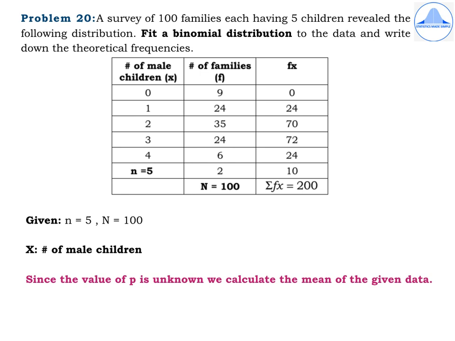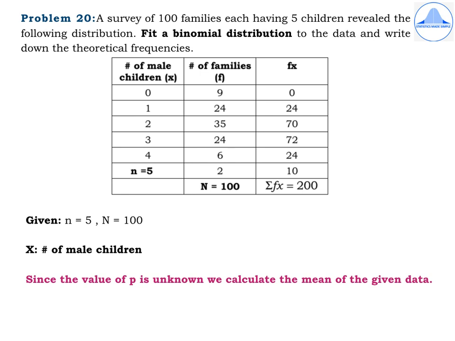The next step is to define capital X. And what is capital X? See the heading of the first column in the table, number of male children. So define capital X as number of male children. And now since we don't know the value of P in the question, what should we do? We need to find out the mean of the given problem. And how do we calculate the mean of the given problem?